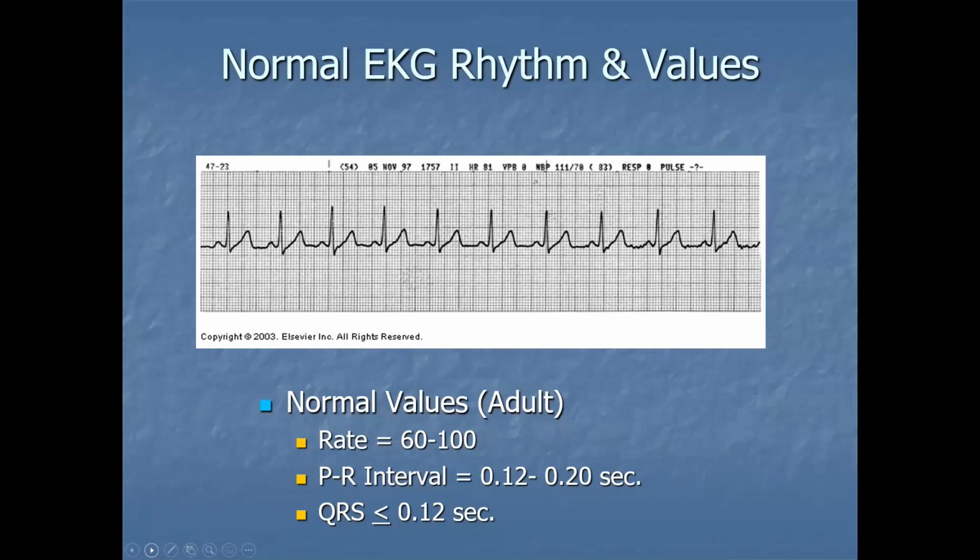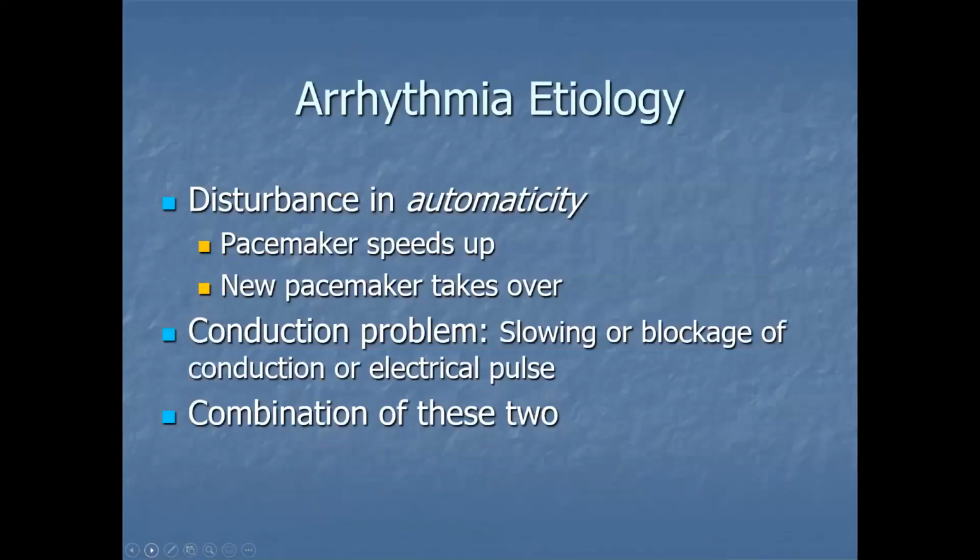PR interval is normally 0.12 to 0.20 seconds. And you can see QRS is less than or equal to 0.12 seconds. So that's a little bit of the basics on what's normal.